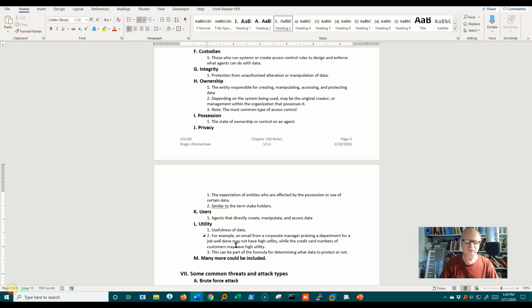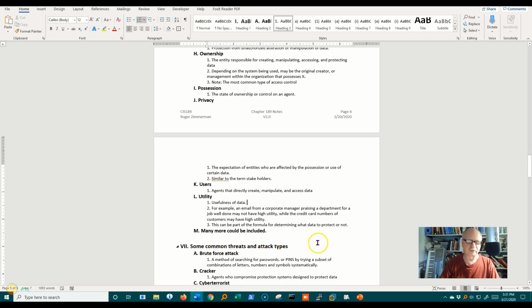If we tried to protect all information equally, we would really overwhelm our system. And so that's why this utility aspect is a very important concept. We do use it in those functions where we decide how we're going to protect our data. As I said earlier, many more could be included. I've given you a pretty good little overview of some of the important terms. So next we're going to take on some threat and attack types.